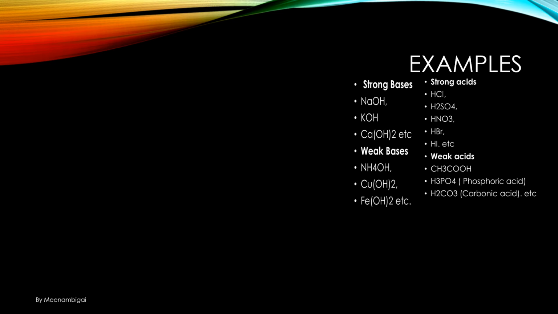Next, let us see a few examples of the reactions. Remember the strong acids and strong bases that are given in the table. We have the common example HCl, NaOH. This is an acid, that is hydrochloric acid, and this is a base, that is sodium hydroxide, gives sodium chloride.